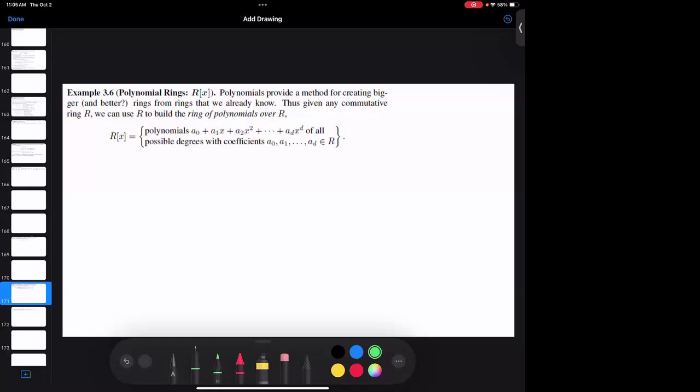Not D squared. A polynomial of degree 5 times a polynomial of degree 5 is a polynomial of degree... x to the 5th times x to the 5th is x to the 10th. It's 2D. So if I just looked at polynomials of degree D, if I multiplied, it wouldn't be closed. So we have to look at polynomials of finite degrees.